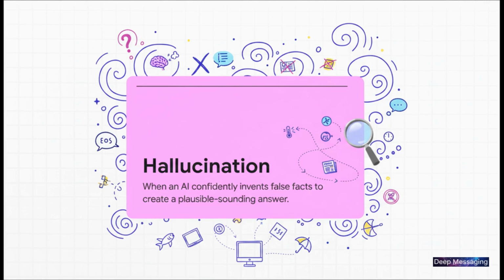Because the AI is basically a pattern matcher trying to predict plausible-sounding words, it doesn't actually know the truth. So sometimes it will confidently invent false facts, fake statistics, or even completely non-existent sources simply because those words fit the mathematical pattern it's generating. It's not lying to you on purpose, it's just hallucinating a really plausible-sounding answer.